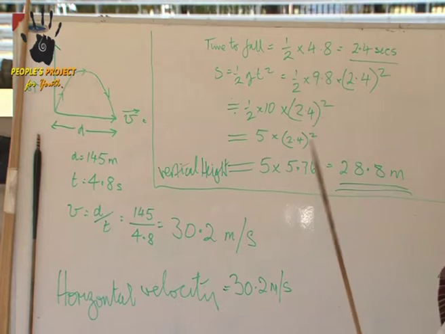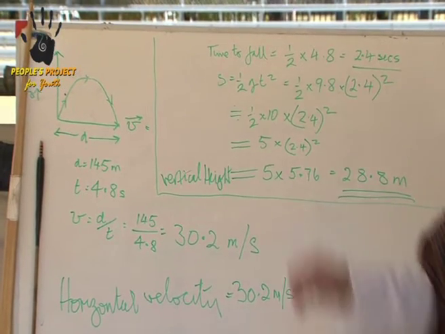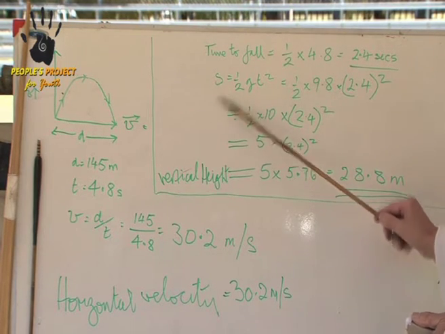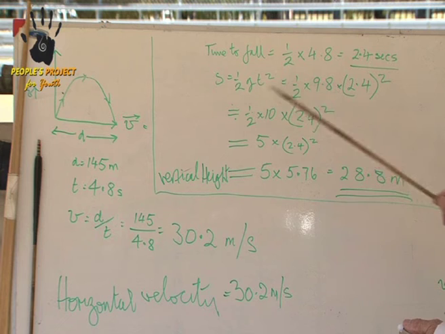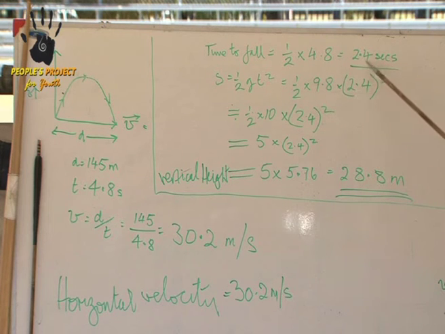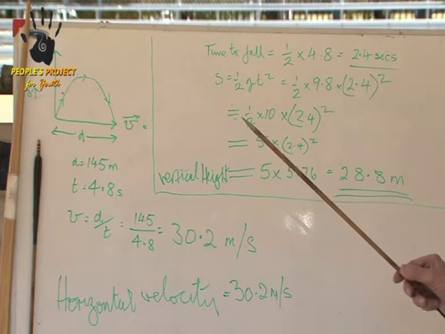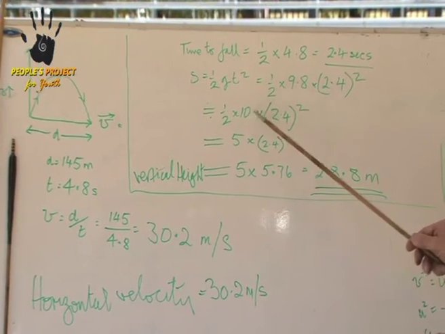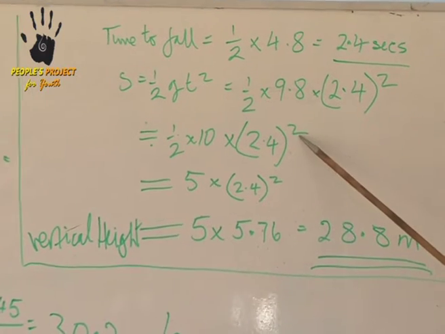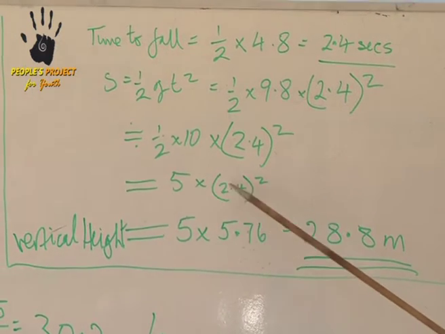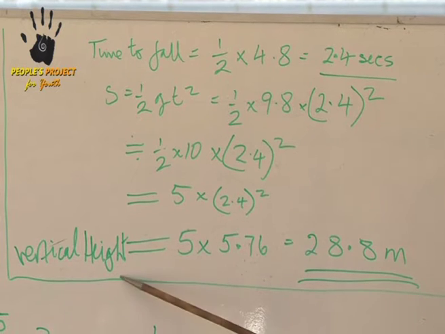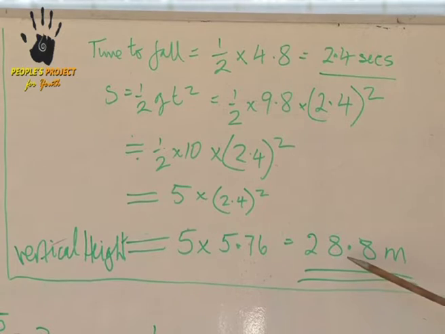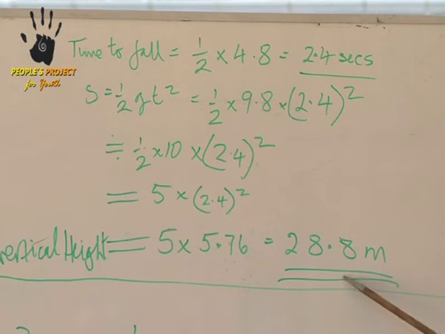Now, if we use our school formula S equals a half g t squared for a falling object, falling freely under gravity, we've got S, the distance it fell, is a half times g times 2.4 squared. Well, let's do our approximating again. That's about half times 10, because 9.8 is almost 10, multiplied by 2.4 squared, which is 5 times 5.76, which gives us 28.8 meters, so about 29 meters.